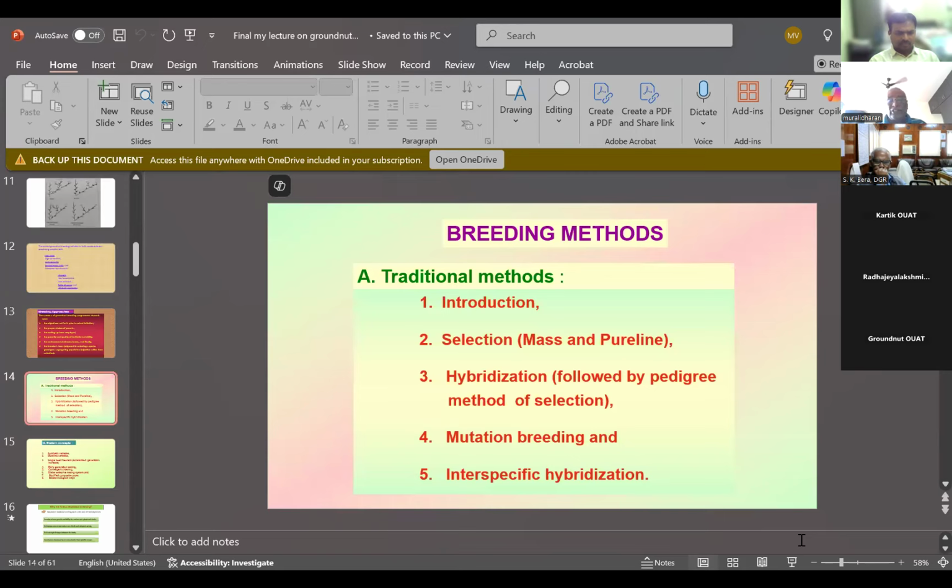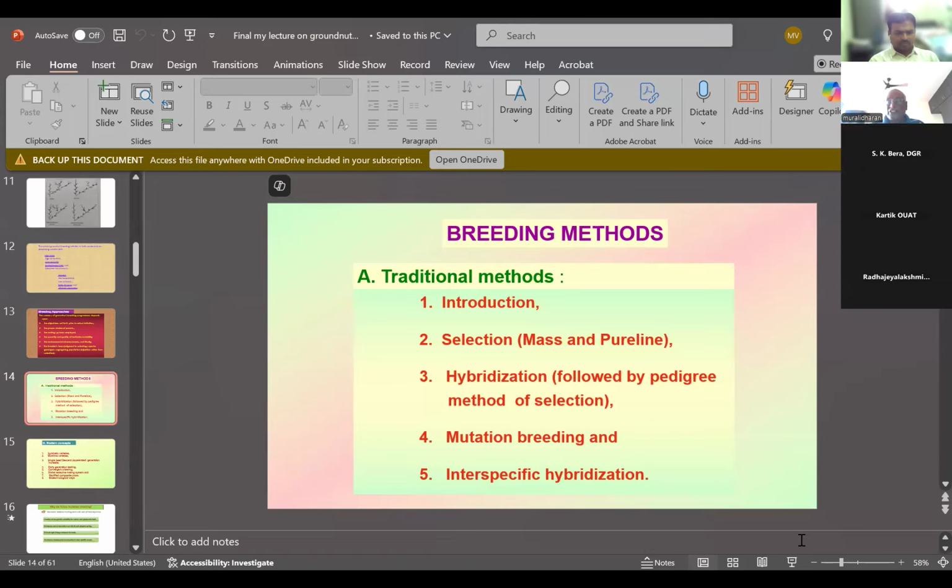Breeding methods: I'm not going to deal with these only by names, that is introduction, selection, hybridization, mutation breeding, interspecific hybridization. Introduction is followed even today. The first variety, C501, in 1905 was released by introduction only, and the next, in 1940, TMV2, was released through selection and hybridization. Then hybridization came in 1969 onwards. That is when hybridization started, only for yield.